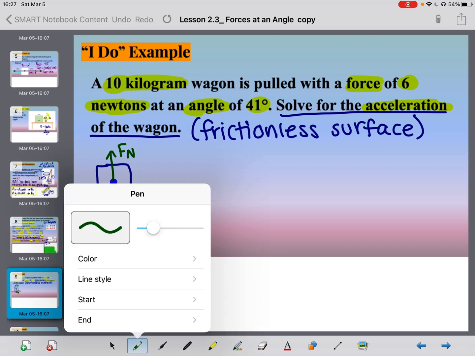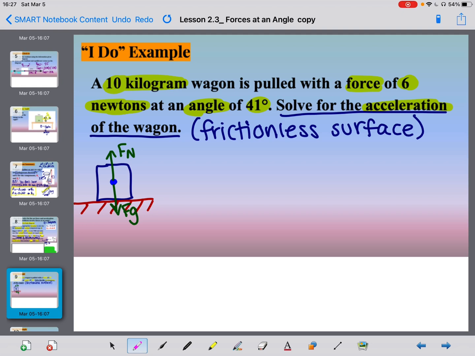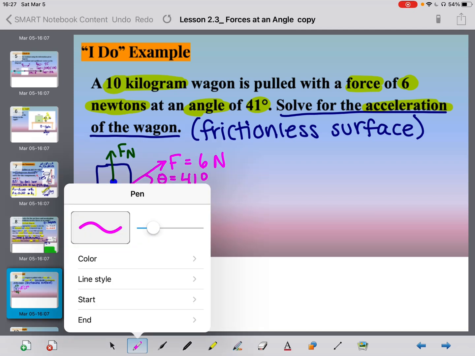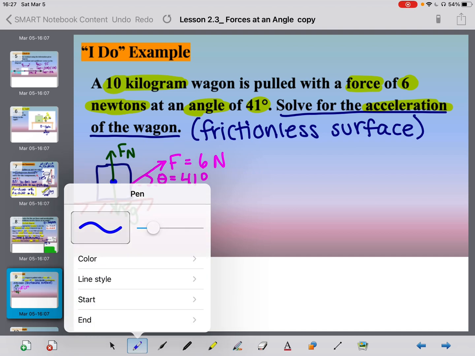So in order for us to represent this force of 6 newtons, we don't actually draw it from the center, we draw it right from the side. So essentially, when you see a force like this, that just means that the object is being dragged or pulled at a certain angle, and we also have to add in our angle theta. So theta equals 41 degrees, okay? So we just did step 1. Now let's do step 2.